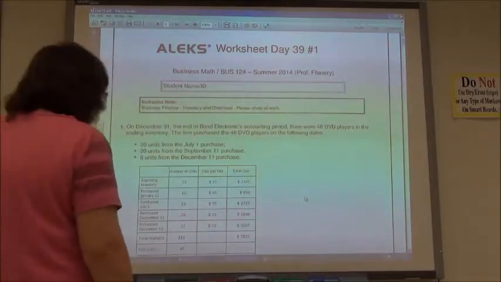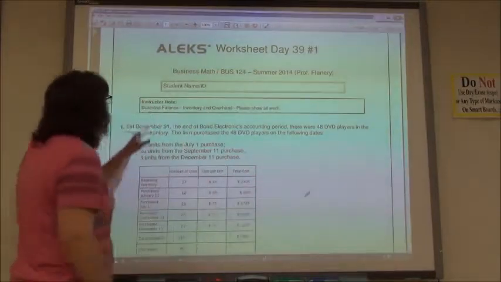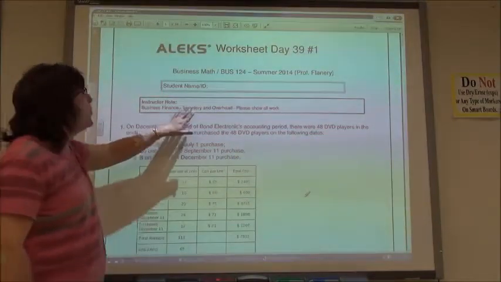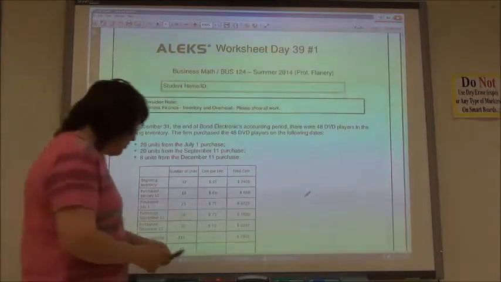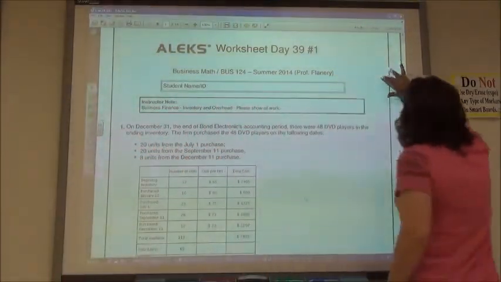Worksheet day 39 in business math. Again, we're in the business finance section. Now we're doing inventory and overhead. And I'm going to slide this up a little bit so you can see the whole question.